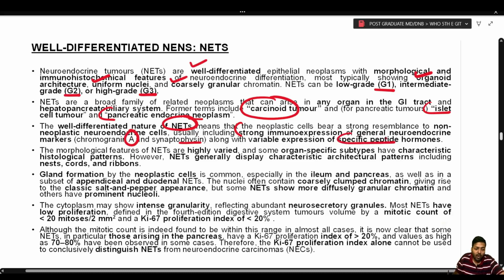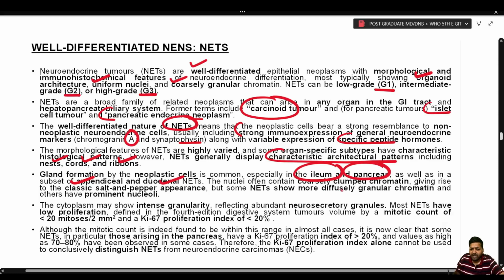Now, the morphological features of neuroendocrine tumors are highly varied and they change from organ to organ. Okay, and some organ specific subtypes have characteristic histological patterns. However, in general, they display a characteristic architectural pattern including nests, cords, and ribbons. So we will show you with the help of a diagram. Now, gland formation by the neoplastic cells is very common, especially in the neuroendocrine tumors of the ileum and the pancreas, as well as in a subset of appendiceal and duodenal neuroendocrine tumors.